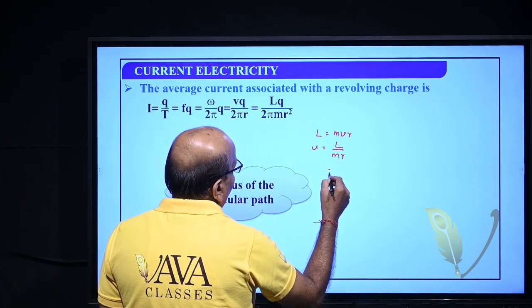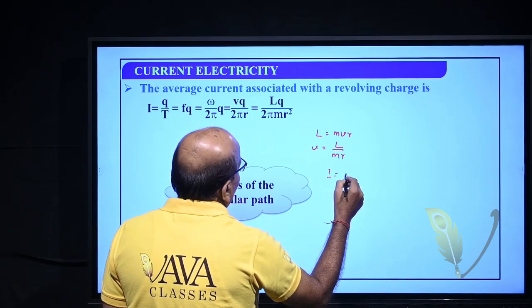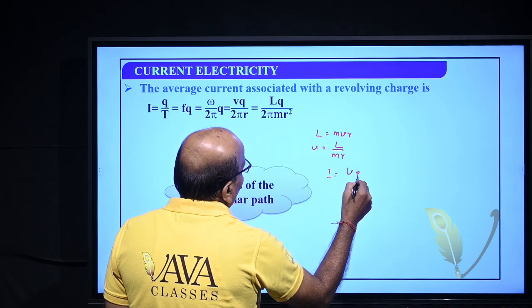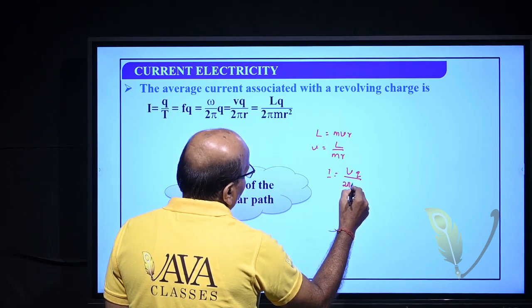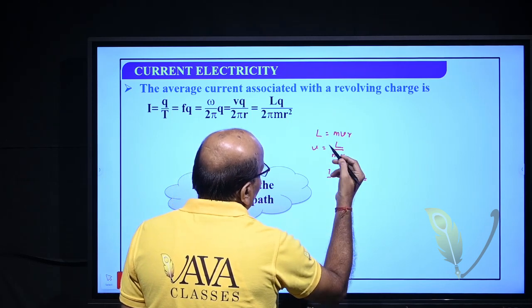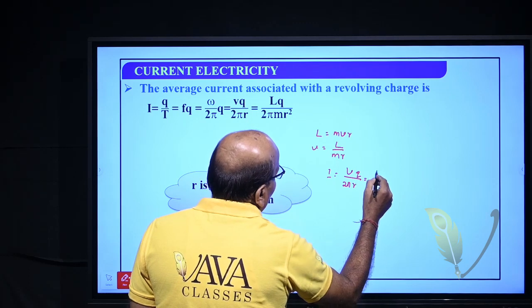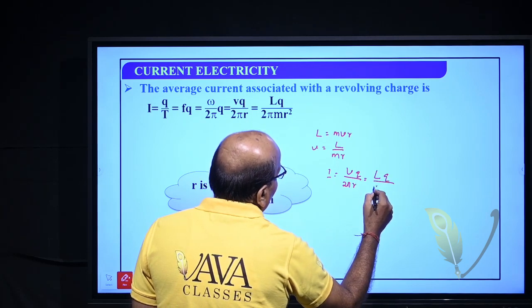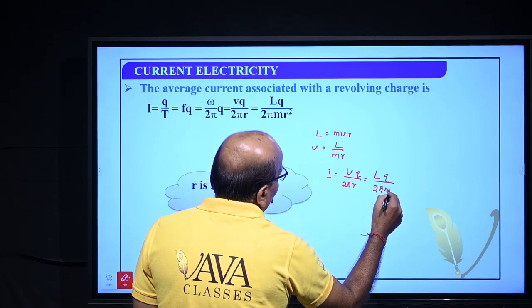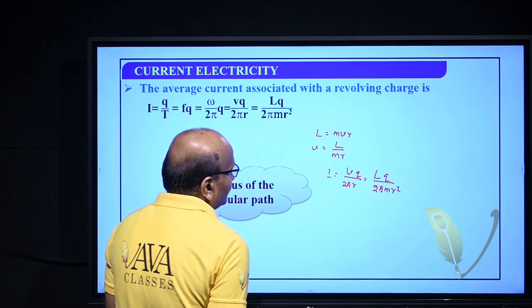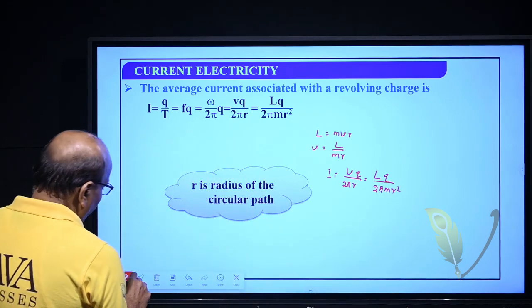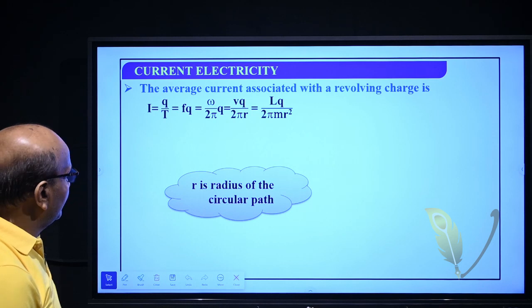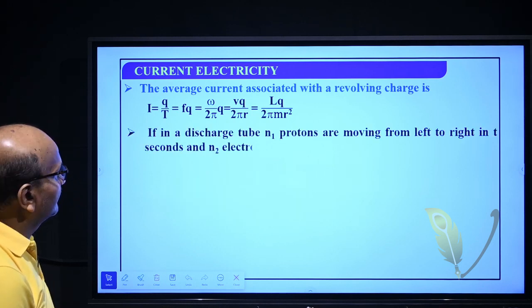So, v we can write as L by m into r. Therefore, I is equal to v q by 2 pi r. In place of v, we put L by m r, so I is equal to L q by 2 pi m into r square. So, this is the expression of the current. r is the radius of the circular path.